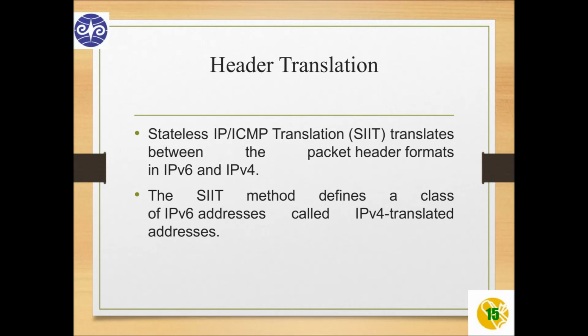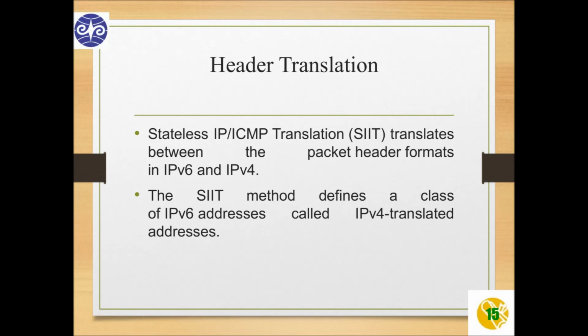Header translation. This is the third transition scheme. So in header translation, stateless IP, which is Internet Protocol, and ICMP, which is Internet Control Message Protocol. So ICMP translation translates between the packet header formats in IPv6 and IPv4.